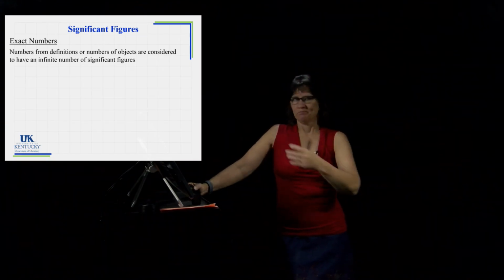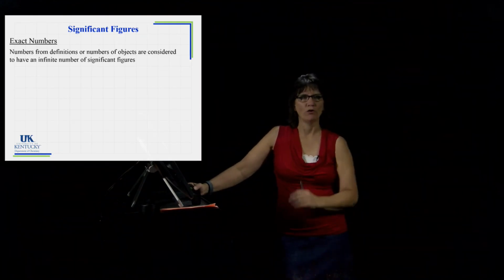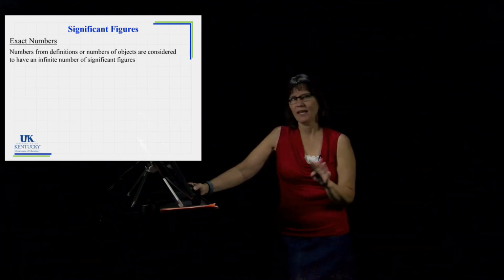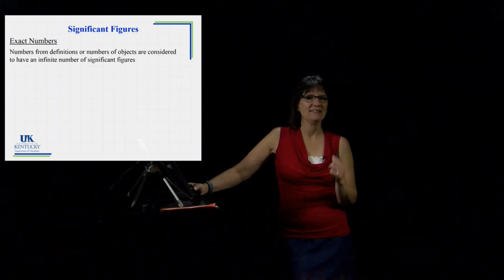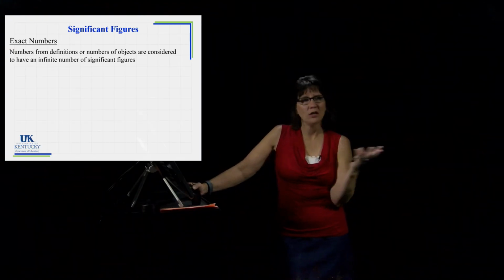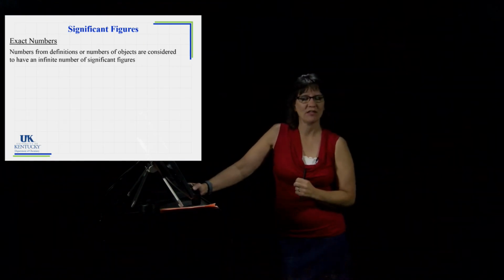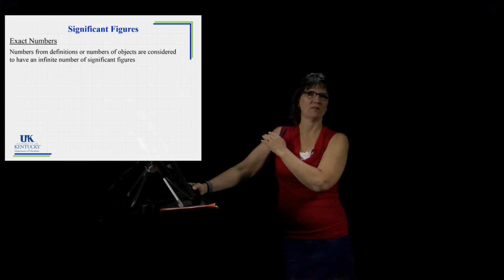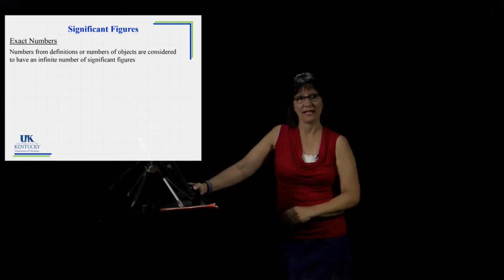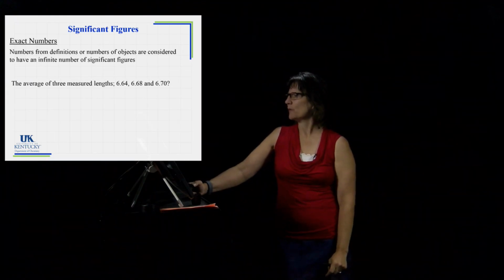You could say how many eggs are in a dozen, and you would know it's 12. That is by definition. Is that kind of 12? Is that somewhere between 11.5 and 12.4? No, it's exactly 12. So we wouldn't say that just has 2 sig figs. We would say it has an infinite number of significant figures if we needed to use that in a calculation, because it's exactly 12. Some other examples, okay?